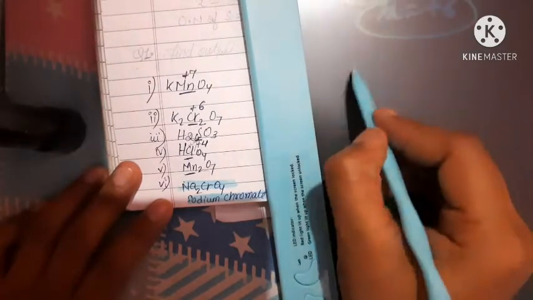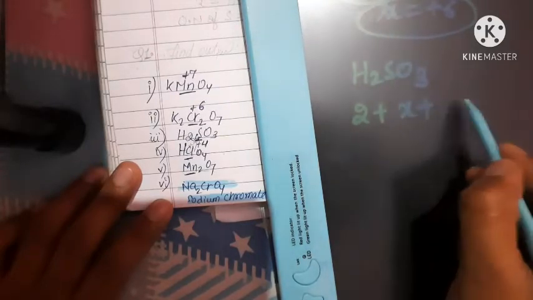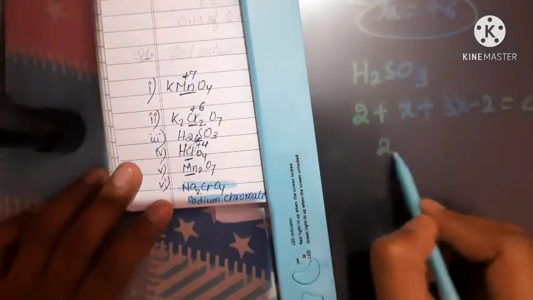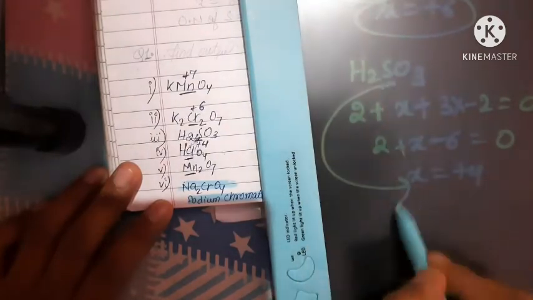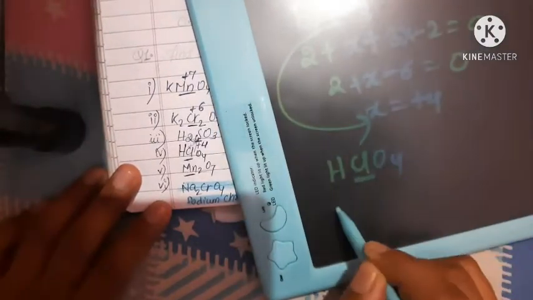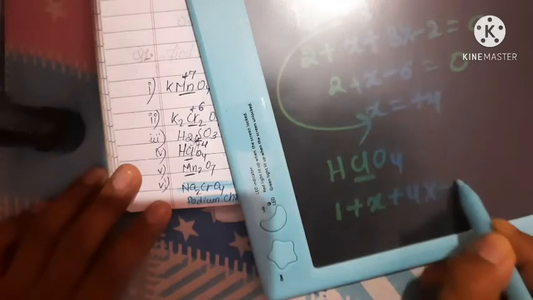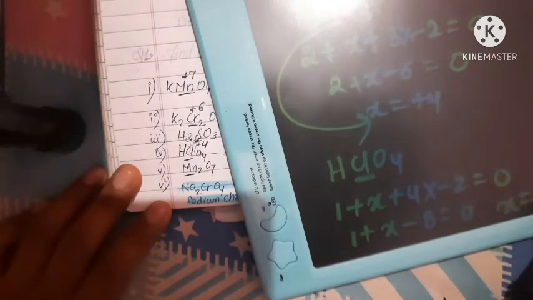Now, H2SO3. 2 plus x plus 3 into minus 2 equal to 0. 2 plus x minus 6 equal to 0, x equal to plus 4. HClO4. 1 plus x plus 4 into minus 2 equal to 0. 1 plus x minus 8 equal to 0, so x equal to plus 7.